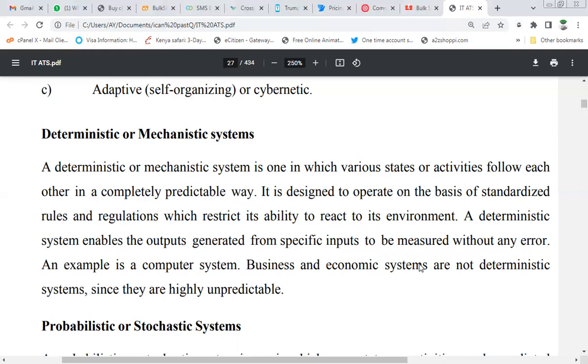So, for instance, you're into production. I'm thinking of any kind of production. You know that they're in stages. And if you don't follow those stages according to the production line, you won't get the final output. So you have to follow each line of production. These are deterministic or mechanistic systems. A deterministic system enables the output generated from specific input to be measured without any error. An example is a computer system. Business and economic systems are not deterministic systems since they are highly unpredictable.